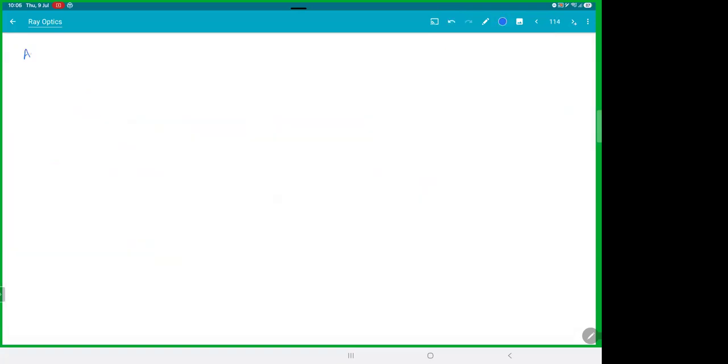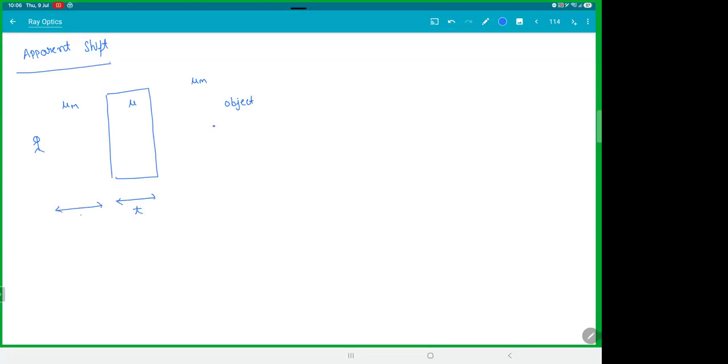Now, based on this, we have something called apparent shift. That means when I put a glass slab between you and the observer, you think the object shifted. It actually comes from here only. So if I take one slab for simplicity, I'll show you this first. Let's say this is mu and this is t and the object is here. And the observer is here. Let's say this is mu m and mu m. This distance was t. This distance was some d1 and this distance was d2.